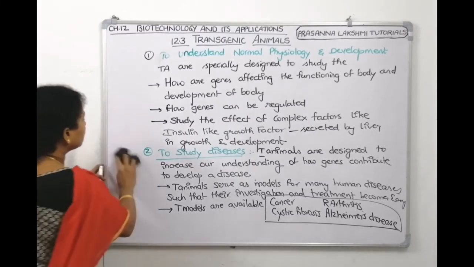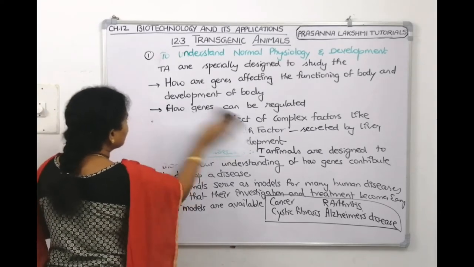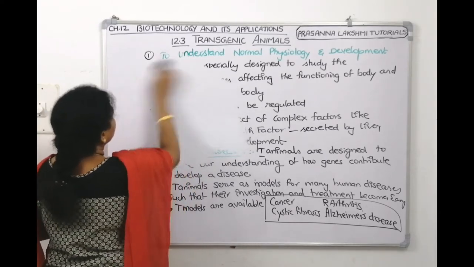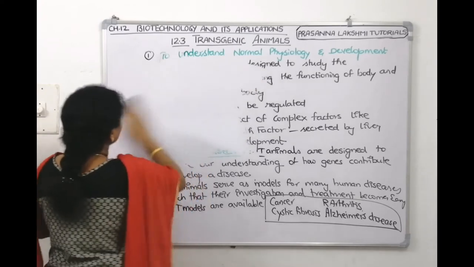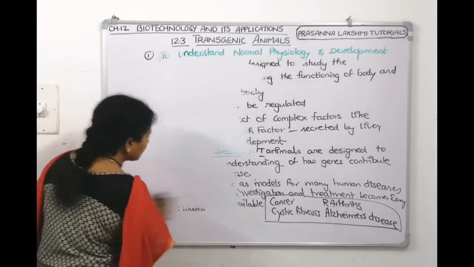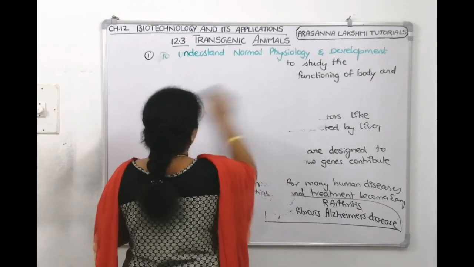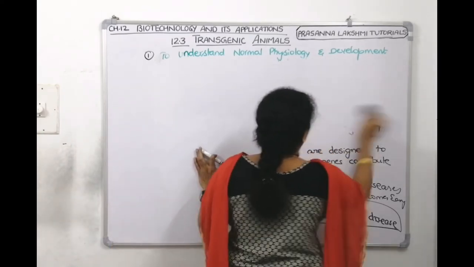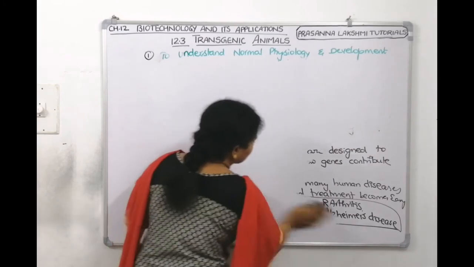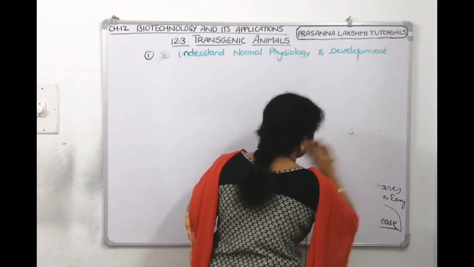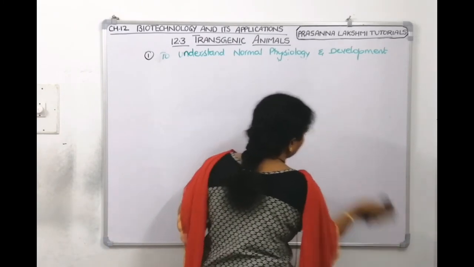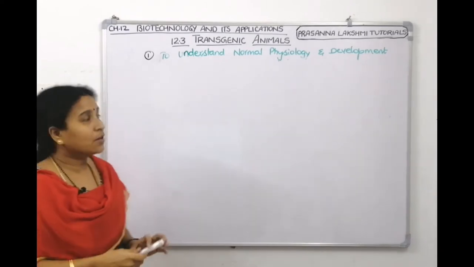Right, now let's talk about the third advantage of transgenic animals then. Biological products is the third advantage. What are biological products? It means products manufactured in living organisms.